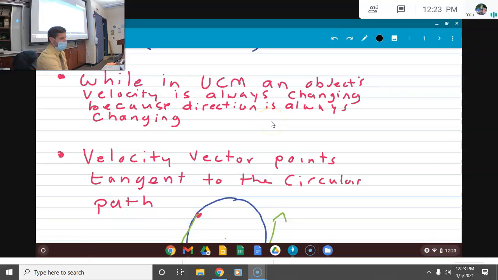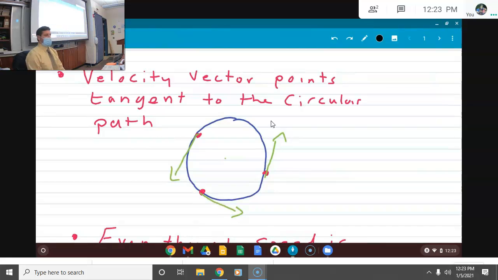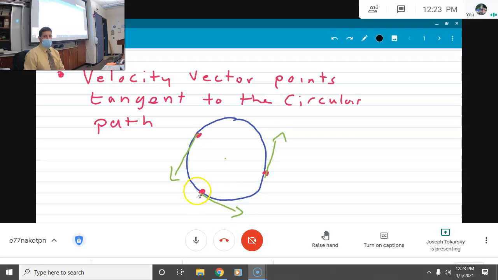Next most important thing, the velocity vectors point tangent to the path. So I just drew a rough diagram here and just put 3 different positions on some object going in some kind of circle. And if I ask you to draw velocity vectors, or you're thinking about it for answering a question, they would all point tangent, straight line in the direction. That's why when we release something, it goes in a straight line.